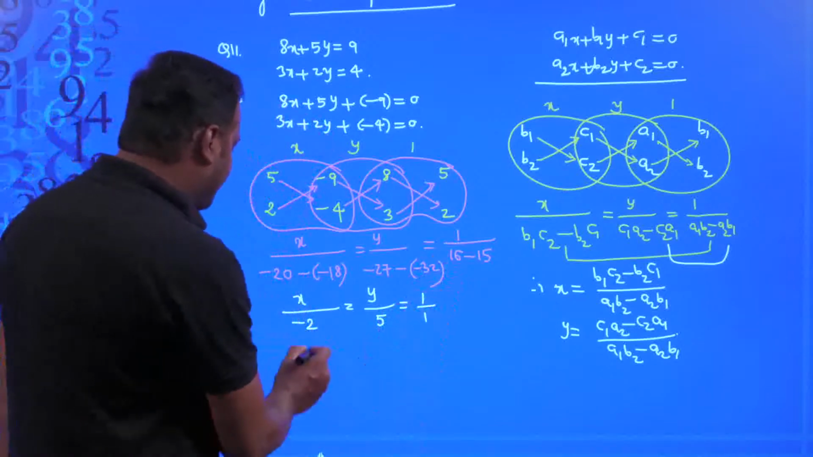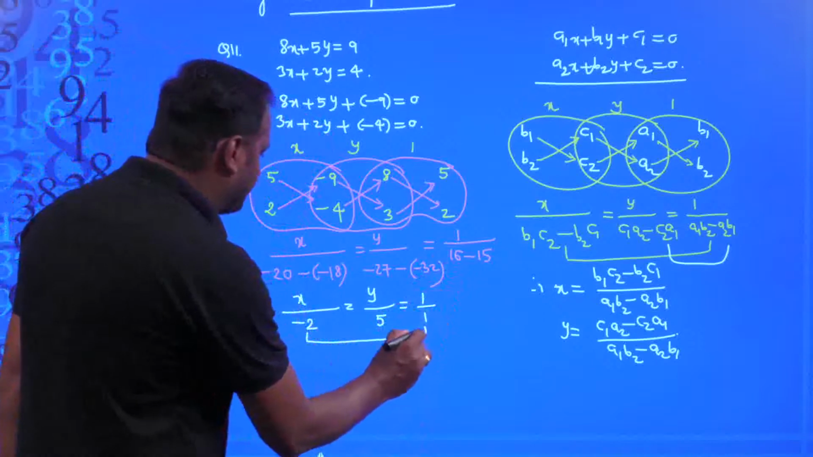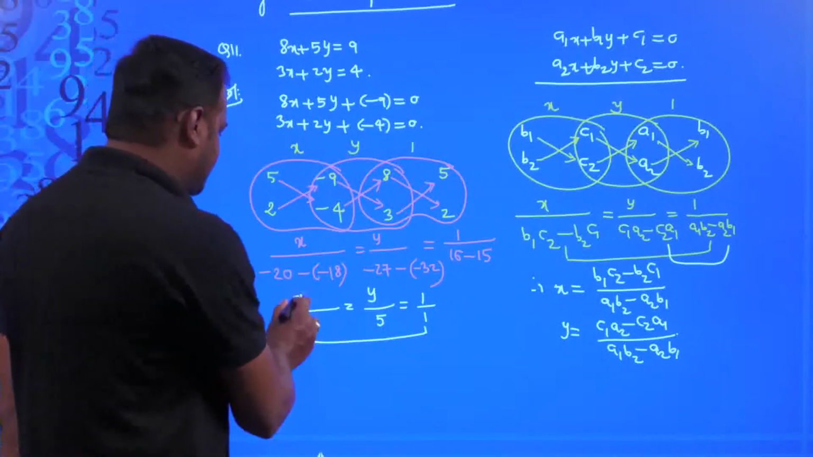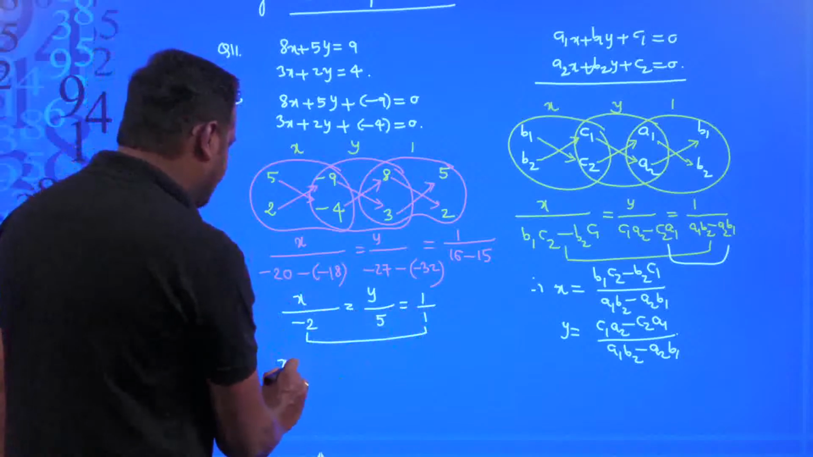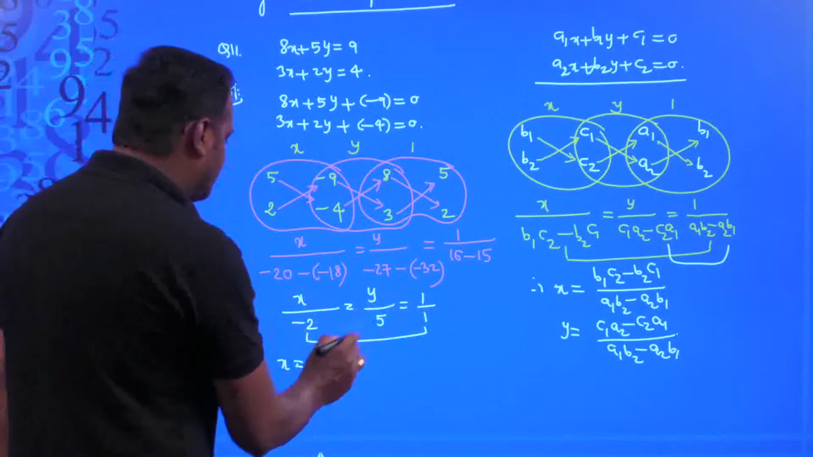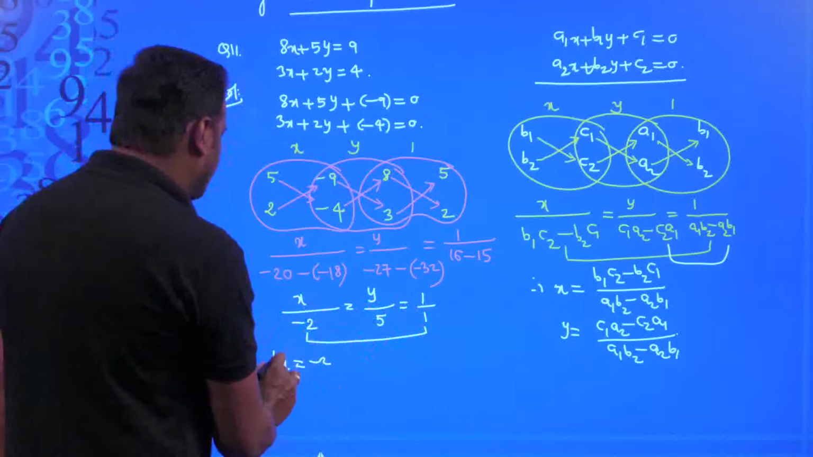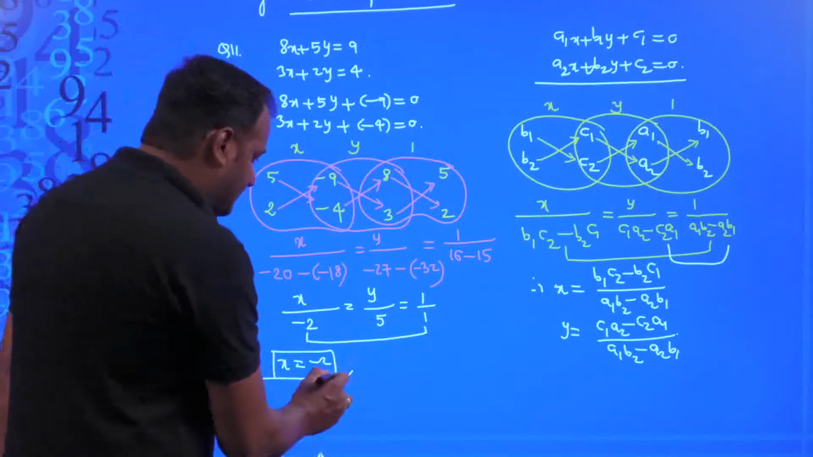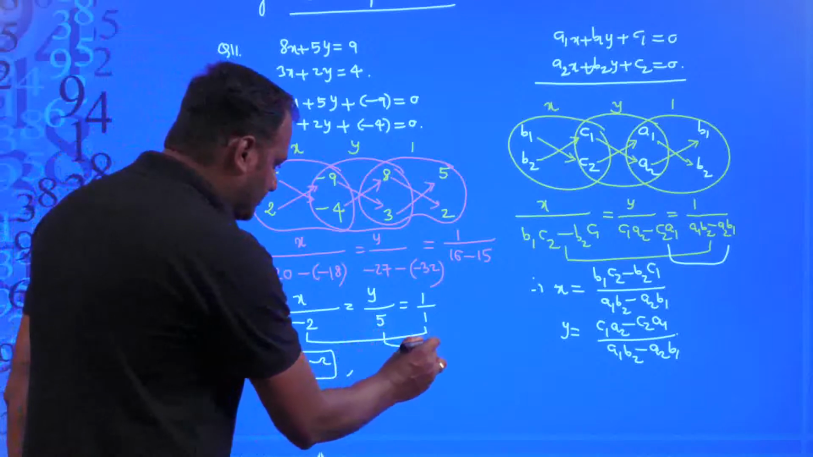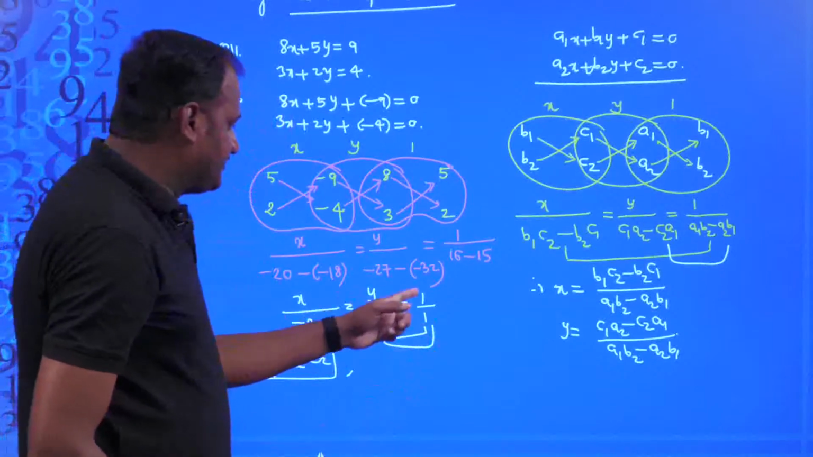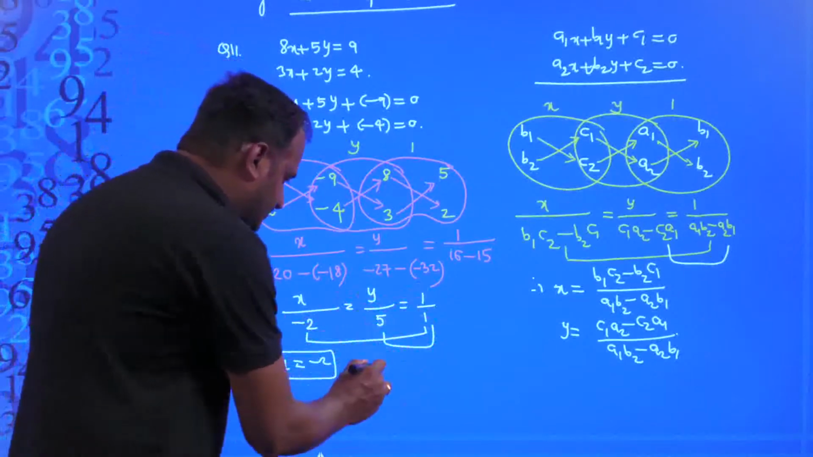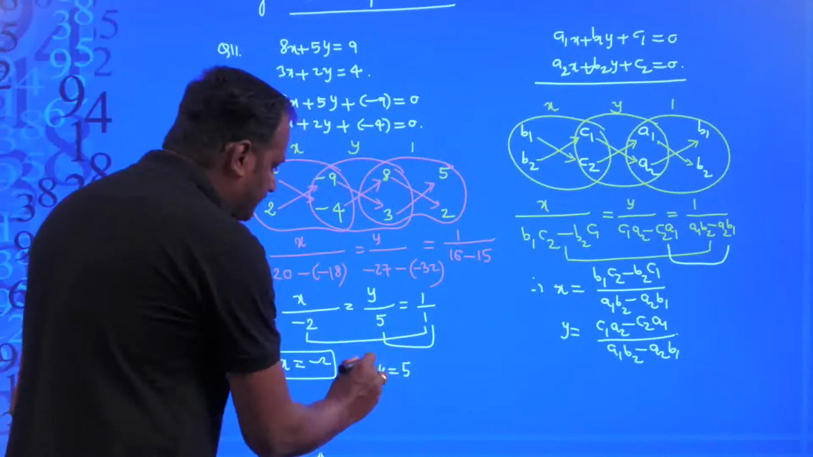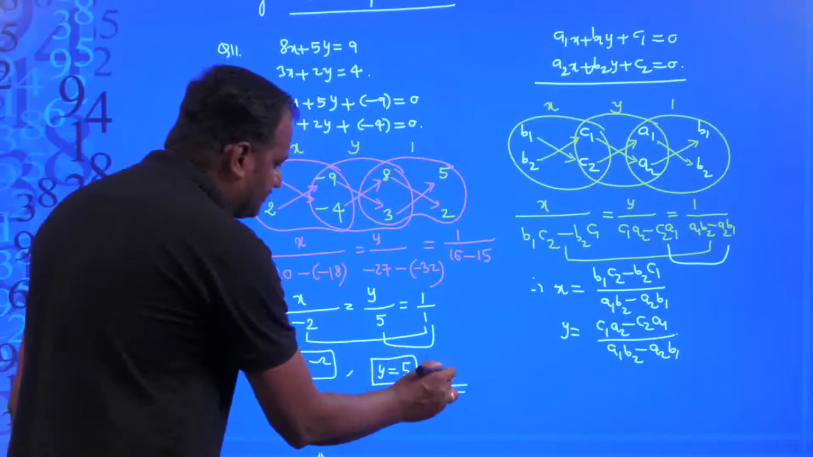To get the value of x, you will have to equate these two, right. x by minus 2 is equal to 1 by 1. By cross multiplication, x into 1 is equal to x, which is equal to minus 2 into 1, which is minus 2. See, we got the value of x as minus 2. Similarly, to get the value of y, you will have to choose these two. y by 5 is equal to 1 by 1, y into 1 is equal to y, which is equal to 5 into 1, which is 5. Therefore, the value of y is equal to 5.